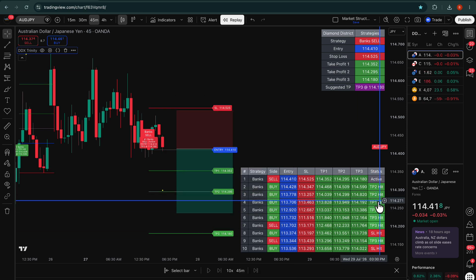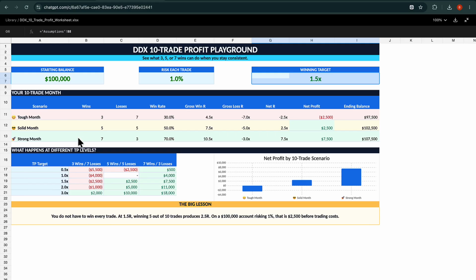This one hits TP2 quite often as well. So we have 1, 2, 3, 4, 5, 6, about 6 times. If you did 10 trades and lost 7 and won 3, you only lost $1,000 in a $100,000 account, going for 1 to 2. Or if you won 5 and lost 5, you would have made $5,000, and you would have made $11,000 if you won 7 and lost 3.